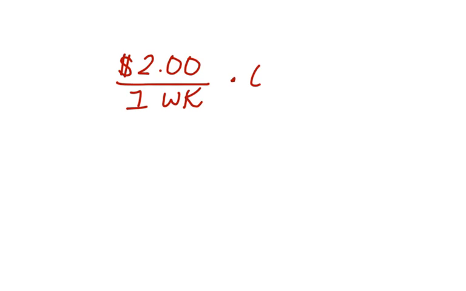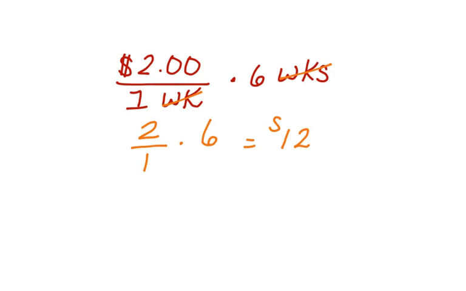Again, we multiply by 6 weeks. Our units are going to cancel, and we're left with 2/1 times 6. 2 times 6 equals 12. Eric will have saved $12 after 6 weeks.